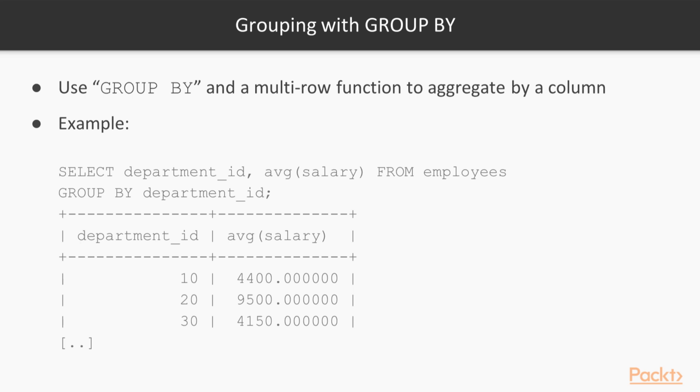To group data, we use the group by clause and specify which fields are used to aggregate the data. These are typically the fields which are not mentioned in a multi-row function. Let's consider the query on this slide. For each department ID in the table employees, we calculate the average salary of the employees in that department. Note that this query will return one row for every department. These queries are typically used to aggregate data and can be very powerful.